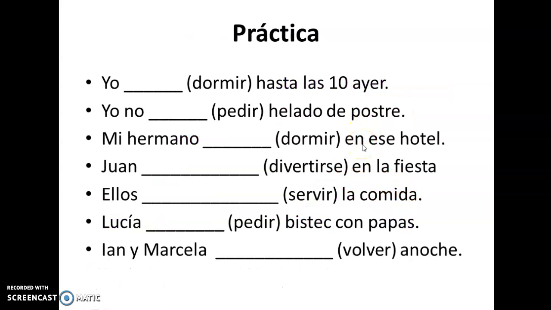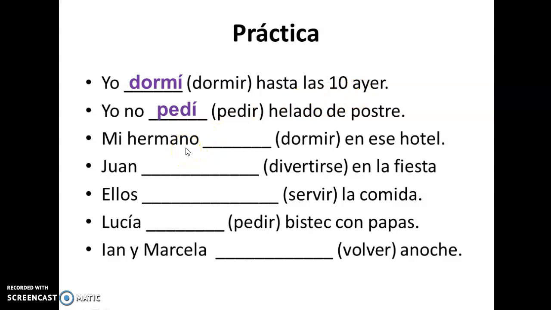So we're going to practice now using these verbs. Yo doesn't change, because you know the change happens only in the third person. This is yo, and so it's just dormí. Yo dormí hasta las 10 ayer. And then another yo, first person, so it's not going to change. The stem is going to stay the same. It's going to be pedí. Yo no pedí helado de postre. So I didn't order ice cream for dessert. And in the other one, I slept until 10 last night, or yesterday.